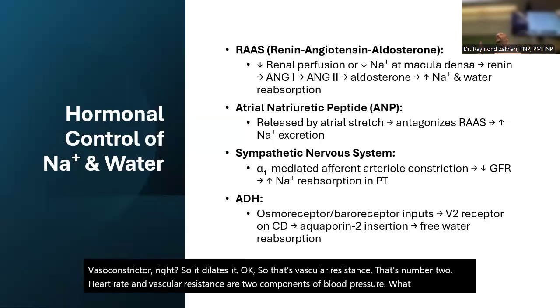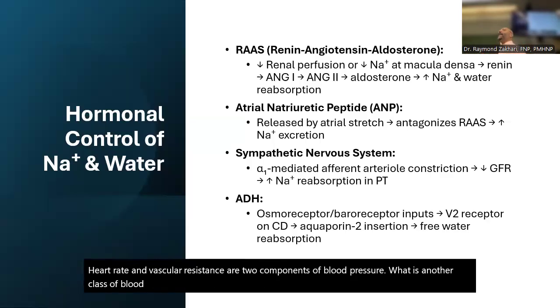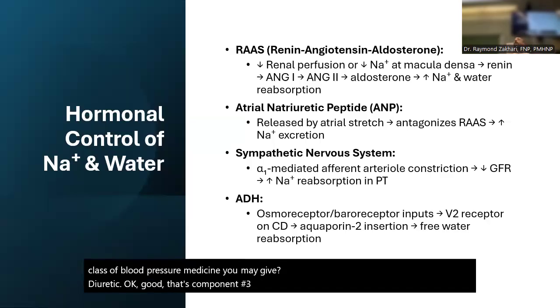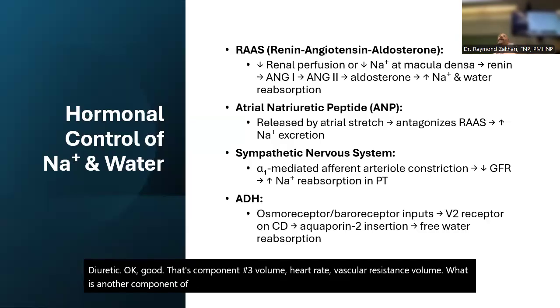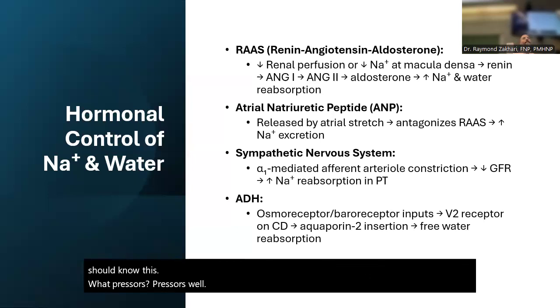What is another class of blood pressure medicine you may give? Diuretic. Okay, good. That's component number 3, volume. Heart rate, vascular resistance, volume. What is another component of blood pressure? What might make it go up or down? My ICU people should know this. Stressors. Well, that's vascular resistance.